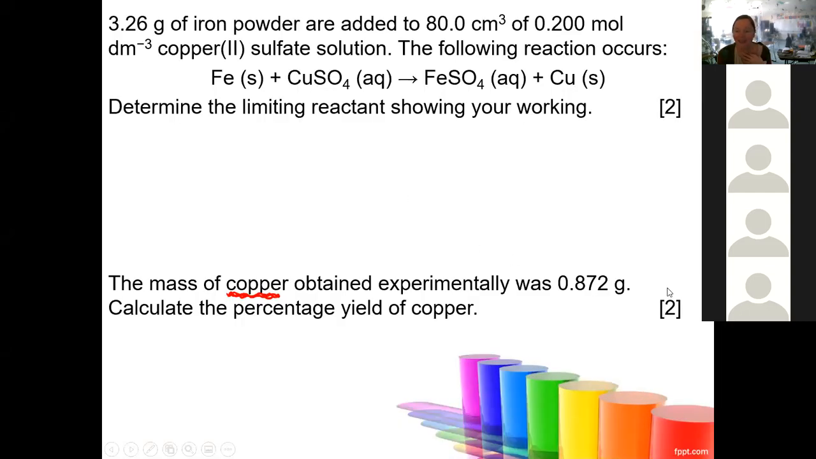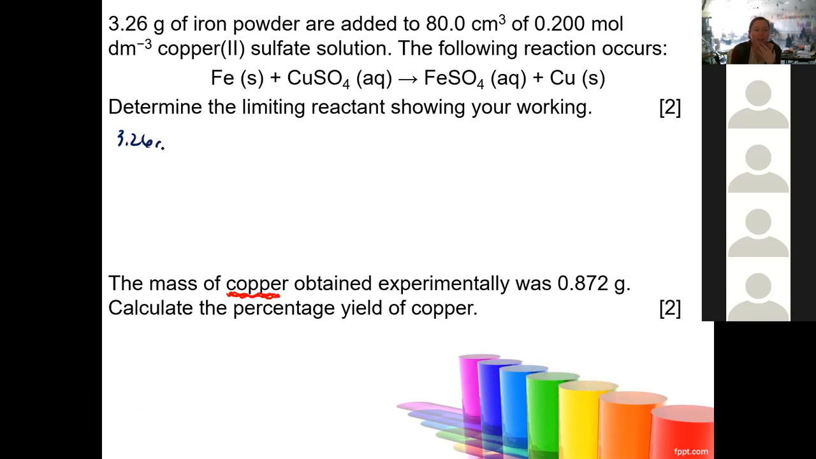So we were here. Tell me what you get. What was the limiting reagent? I got iron as the limiting reagent. Got iron. Anybody agree, disagree? All right, well, let's work it out and see what it looks like.